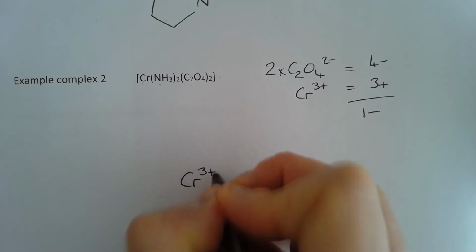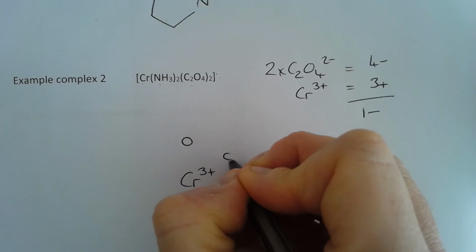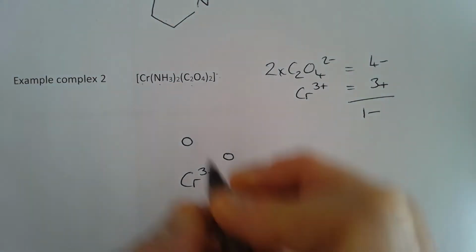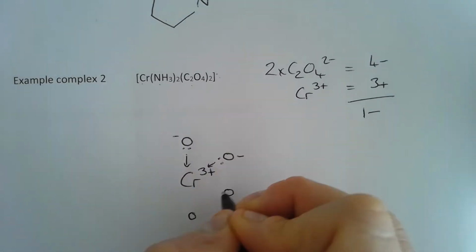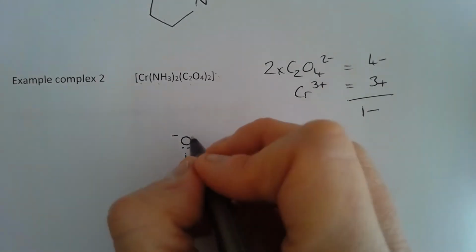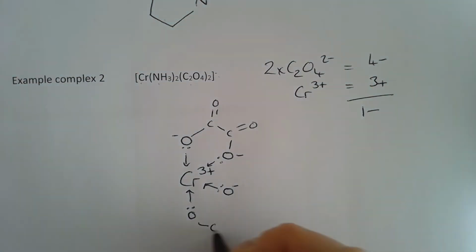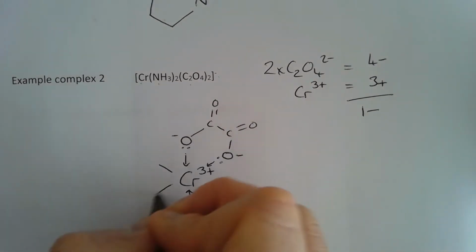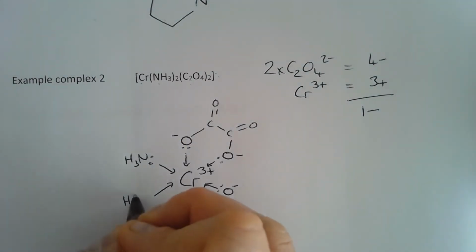We're going to put a chromium 3+ ion in the middle, and then I'm going to draw in an octahedral geometry, first of all, the 4 oxygen atoms that are going to provide the dative covalent bond from the ethane diorate ligand, and then I'll fill this in. Sorry, apologies, mistake there, that should be a single bond. And then I need to add the 2 ammonia ligands, like that.